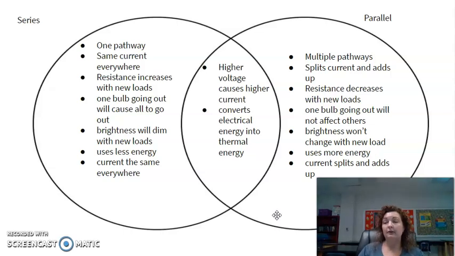And parallel is what we use in our homes, you guys. So we can turn off one thing and the other thing doesn't turn off, because it's all in parallel, okay? It does not affect one another. The brightness won't change with a new load. So I can continually add a new load on a new branch and the brightness will not be affecting the others at all.